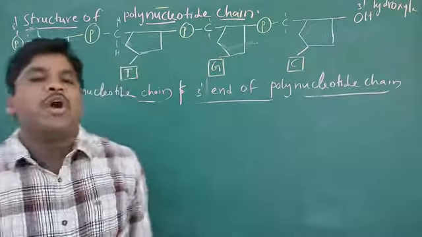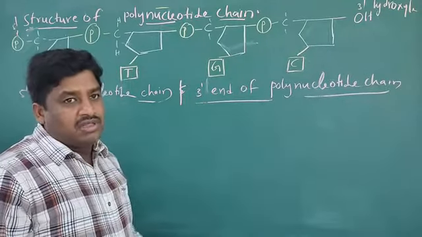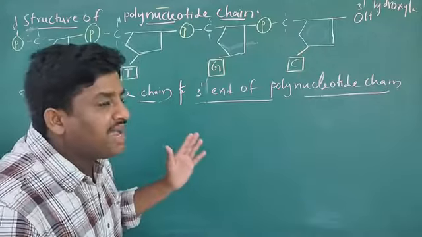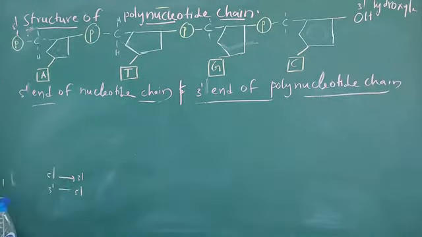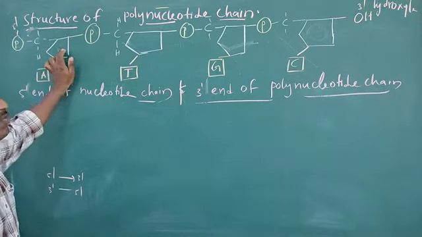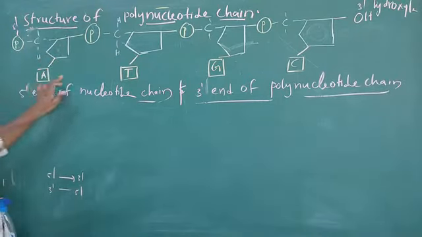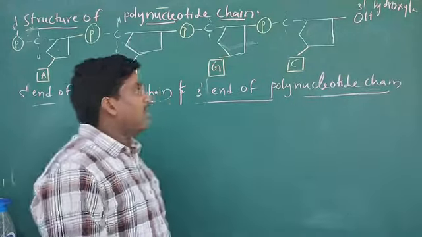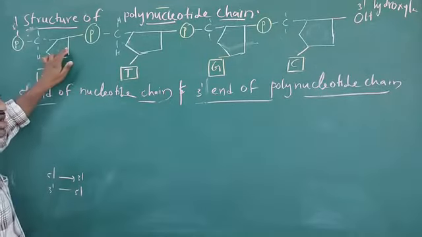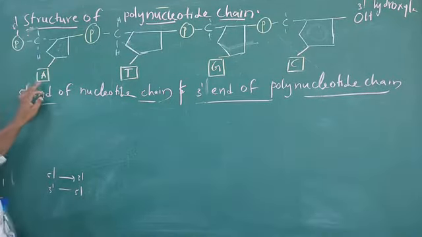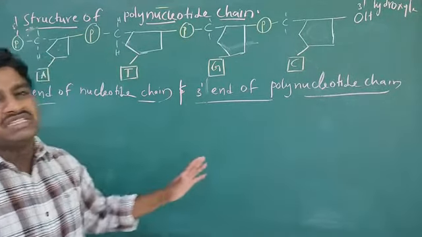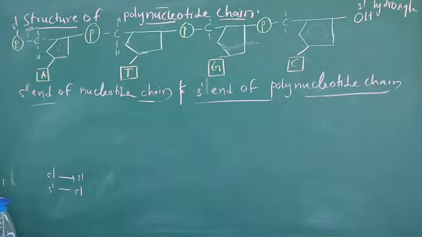Next, in the polynucleotide chain, what are the main backbone components? The phosphate and the sugar are the main backbone, and also the nitrogen bases are part of the polynucleotide chain.